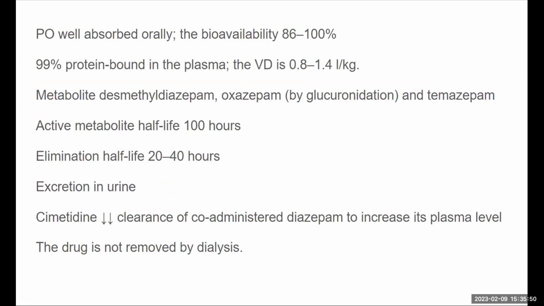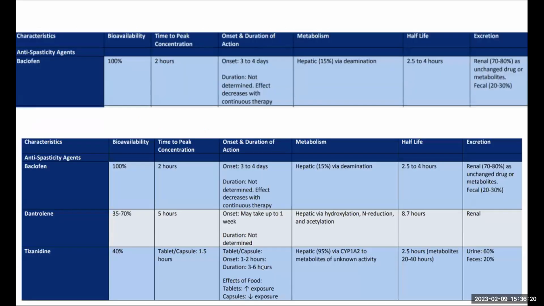Orally well absorbed, highly protein bound, and its metabolites are active: desmethyldiazepam, oxazepam, and temazepam. So these are the ones that give it a long half-life. If you give cimetidine or any antacid along with it, co-administration would decrease the clearance and therefore increase the plasma levels. The drug is unaffected by dialysis.